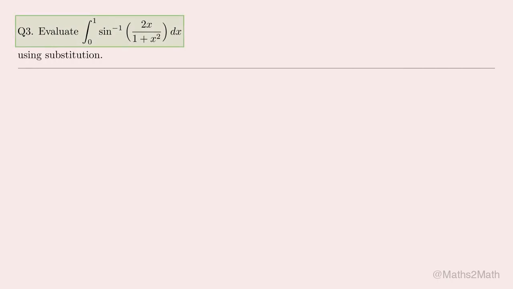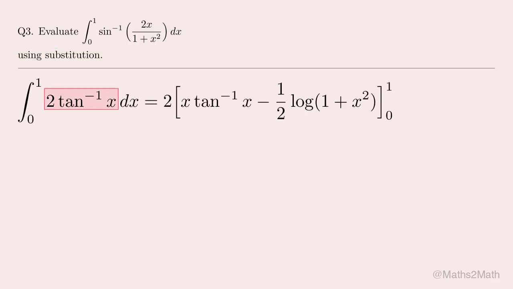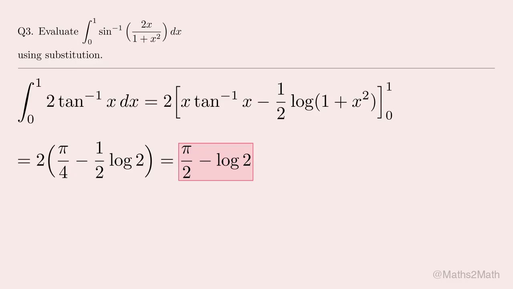Question 3. The double angle collapse, then integration by parts. The integrand is 2 inverse tangent x. Replace and use the known antiderivative of inverse tangent. Evaluate at 1, pi over 4 minus half log 2 doubled.